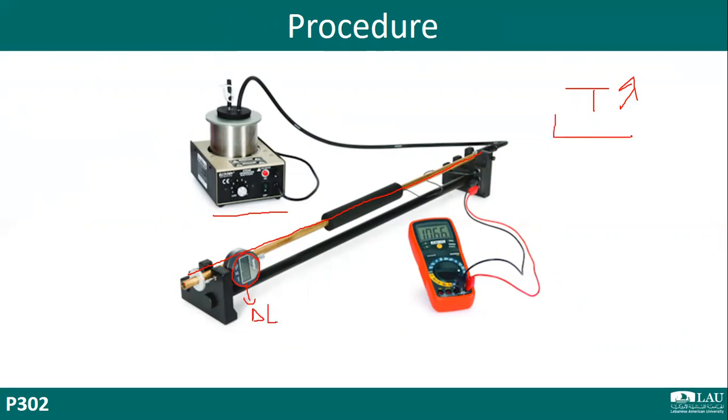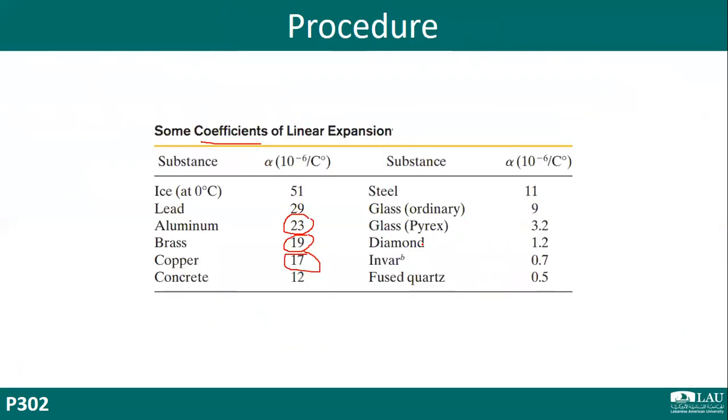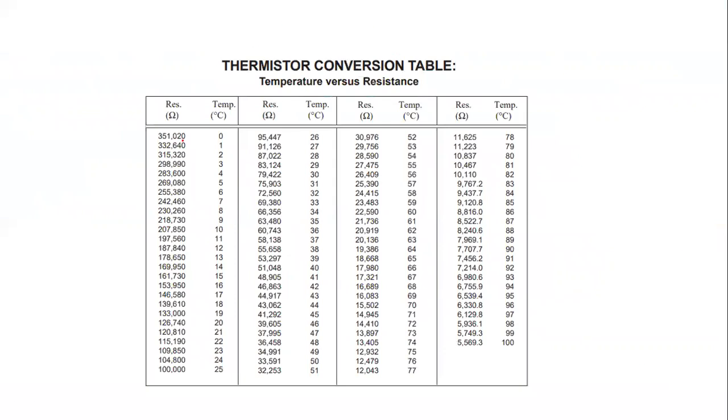Now, instead of measuring T, we are going to measure R. But we know that we have a table summarizing the equivalent value of T for each value of R. So instead of measuring room temperature, we are going to measure the resistance before starting the setup. The room temperature should be somewhere between 20 and 21. So here we have the values of the resistance.